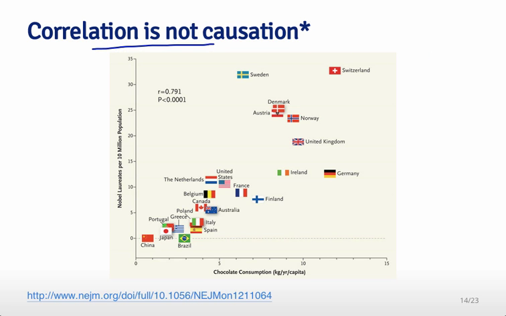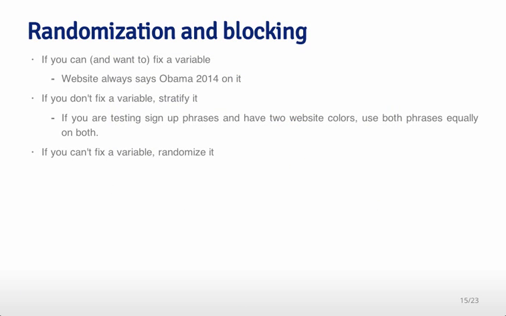Even if you observe that 2 variables are correlated with each other, you have to prove to yourself that they're not correlated because of some other variables we didn't measure. So there are some ways that you can deal with potential confounders. One way is you can fix a bunch of variables.